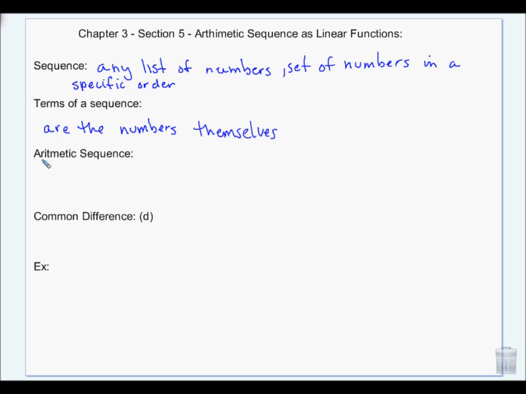Okay, there are different kinds of sequences. There's arithmetic, geometric, Fibonacci, things like that. And an arithmetic sequence is probably the most simple. In an arithmetic sequence, the terms are the same distance apart if you're talking about numbers. So you add or subtract the same number.